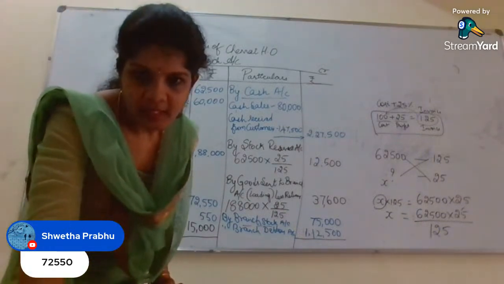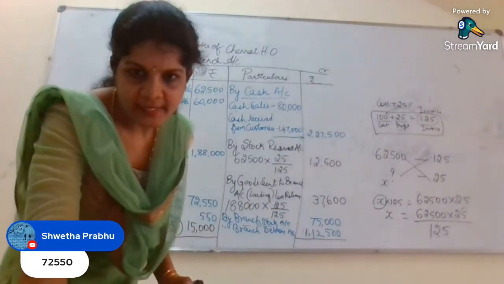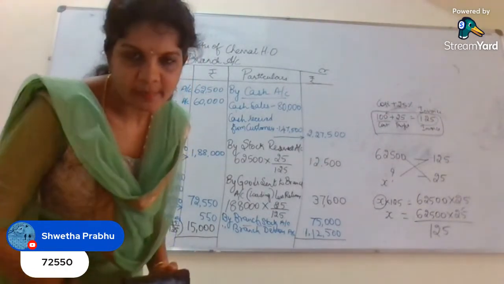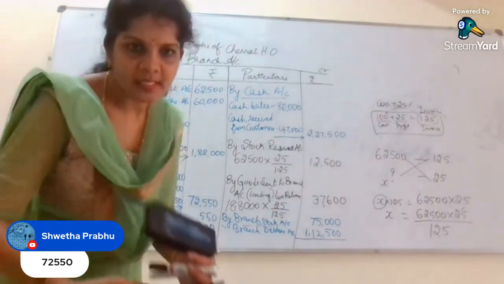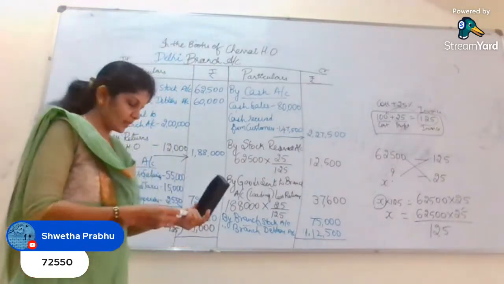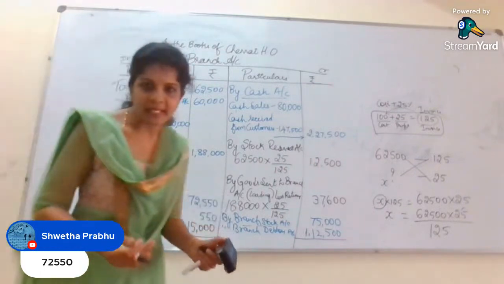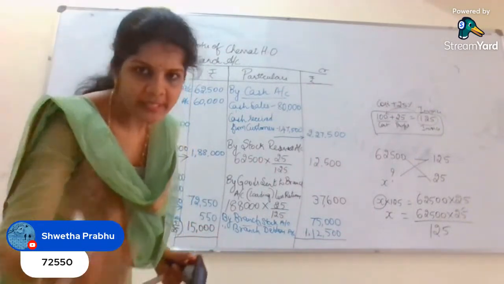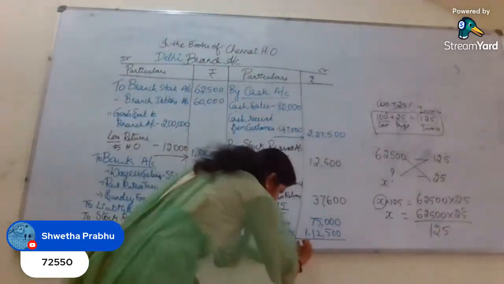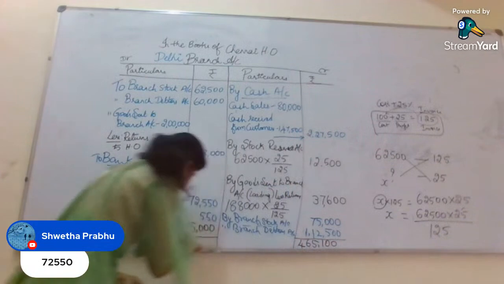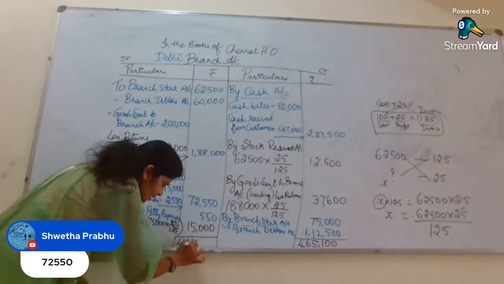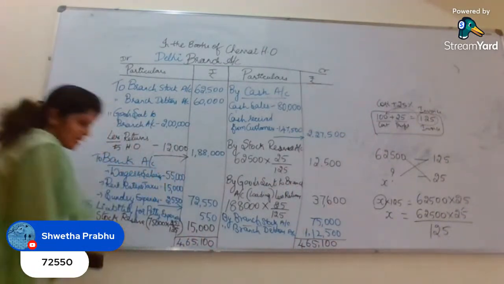Okay, 4,65,100 is the debit side and 3,98,600 is the credit side. Okay, so we'll take that as 4 lakh. How much? 4,65,100 is more. So debit side is more. 4,65,100. And the balance is how much?